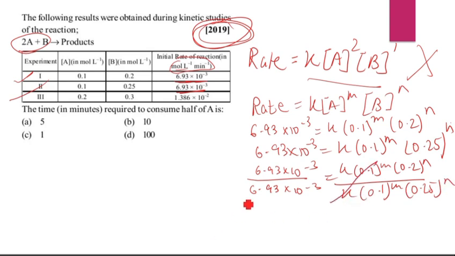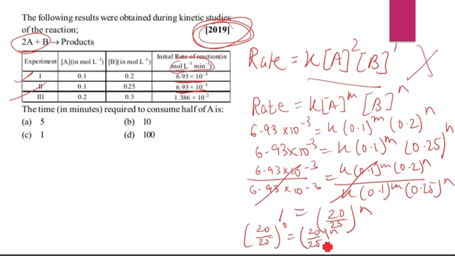So this particular thing is cancelled, and this is also 1 equal to, this will be your 20 upon 25 to the power n. So see, if we write like this, 20 by 25 to the power 0 equal to 20 by 25 to the power n. Why I am writing that? Because we know anything to the power 0 is 1. So from here we are getting the value of n as, sorry, n as 0. So what is the order of the reaction with respect to n?